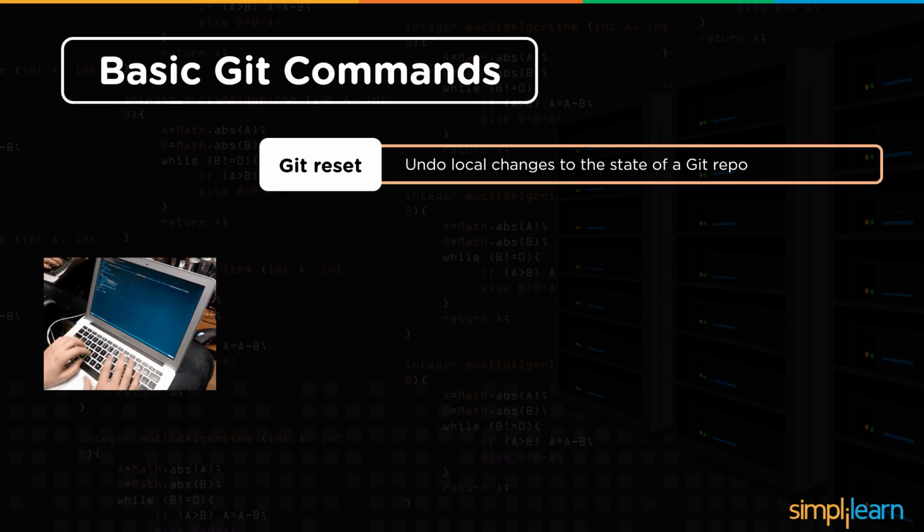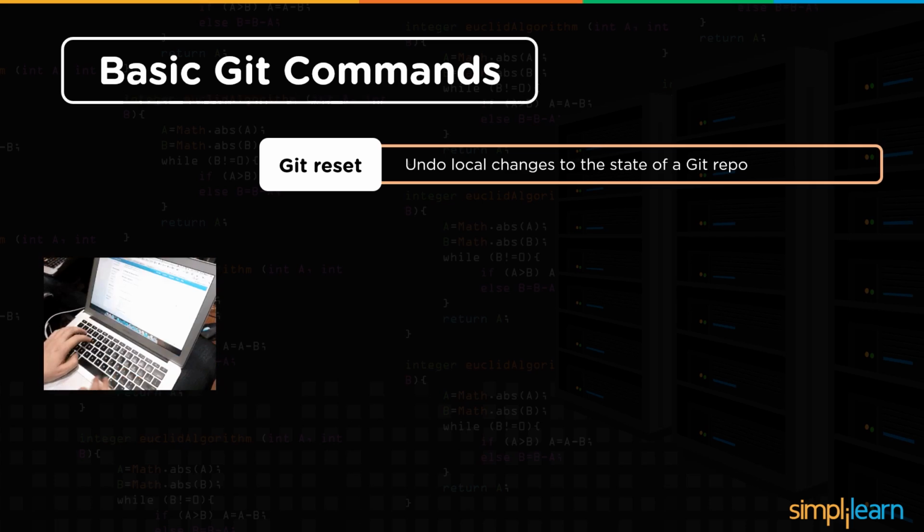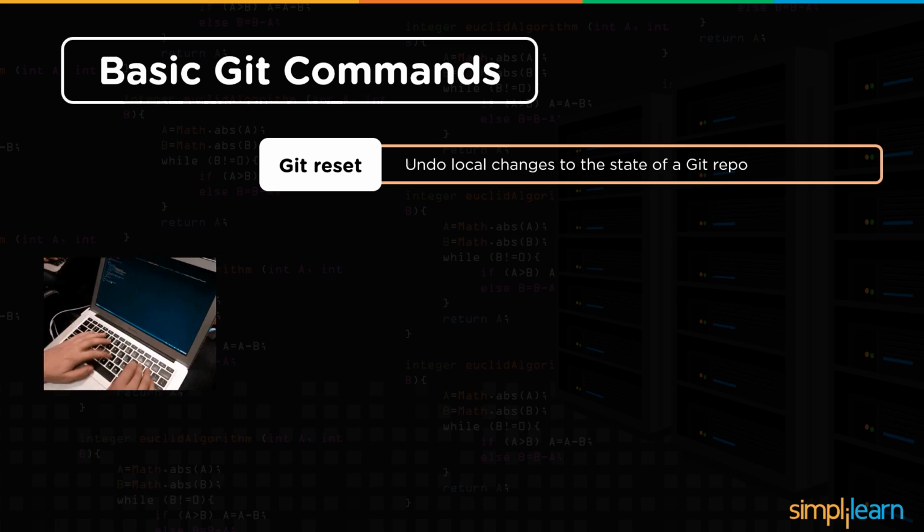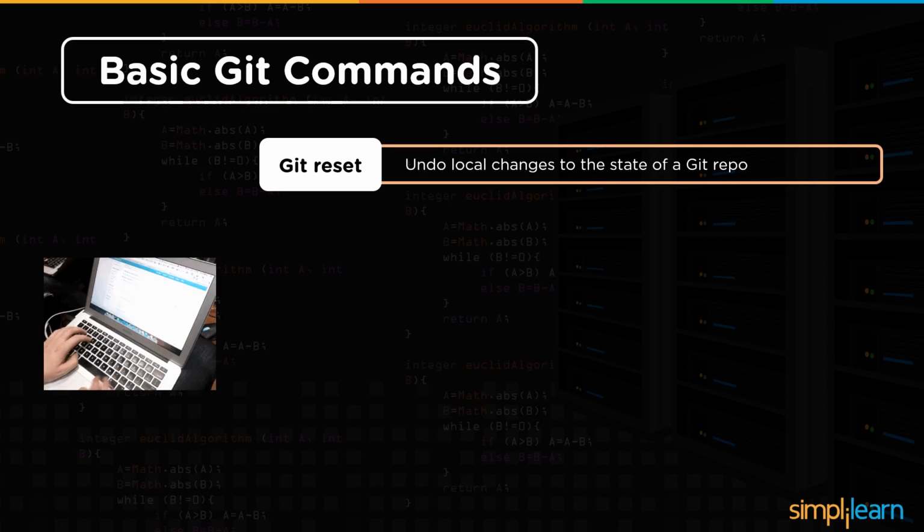Then we have the git reset command. The git reset command is used in various ways. One time you can use it just to reset the changes in the files, and in a certain way you can also use it to delete the commits from the git repository.